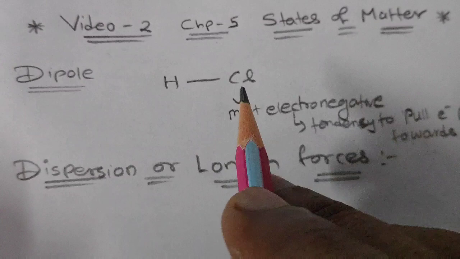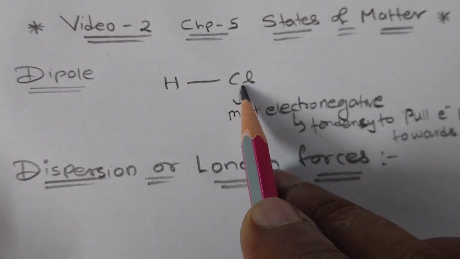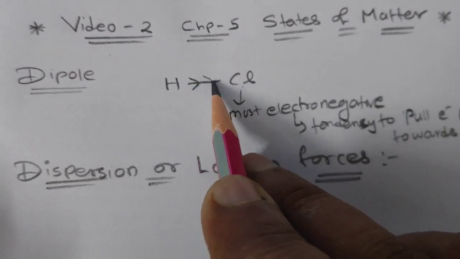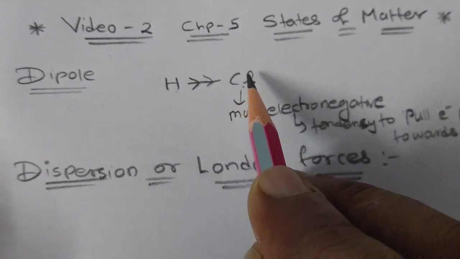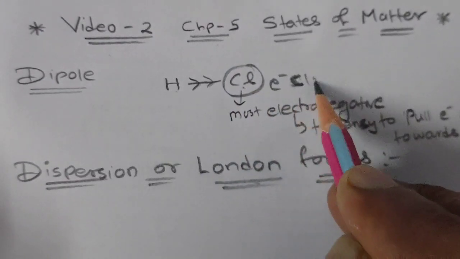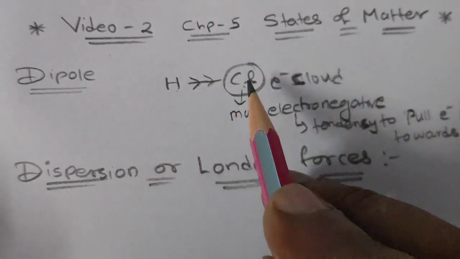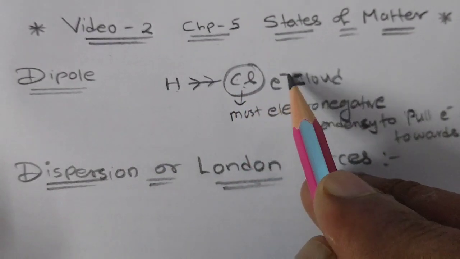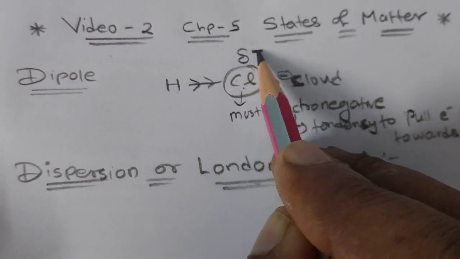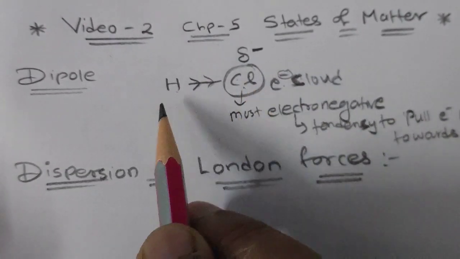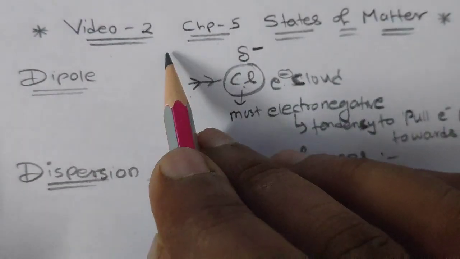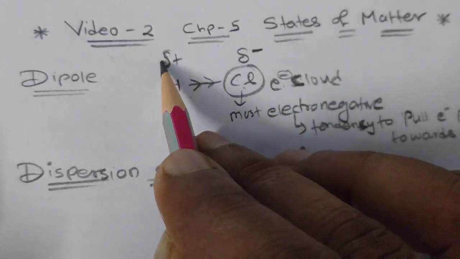So, in this case, when we say chlorine is most electronegative, what will it do? It will pull the shared pair of electrons towards itself. So there will be a formation of an electron cloud here. Due to this electron cloud, we know electron is negatively charged, so there will be a formation of delta minus charge. Here fewer electrons will be there at this position, so there will be a formation of delta plus charge, right?